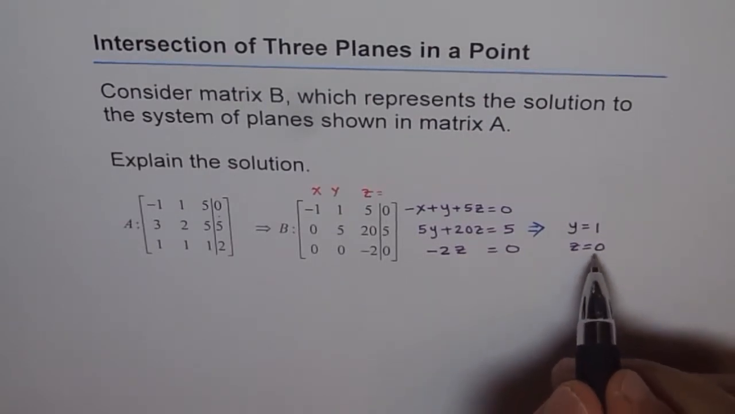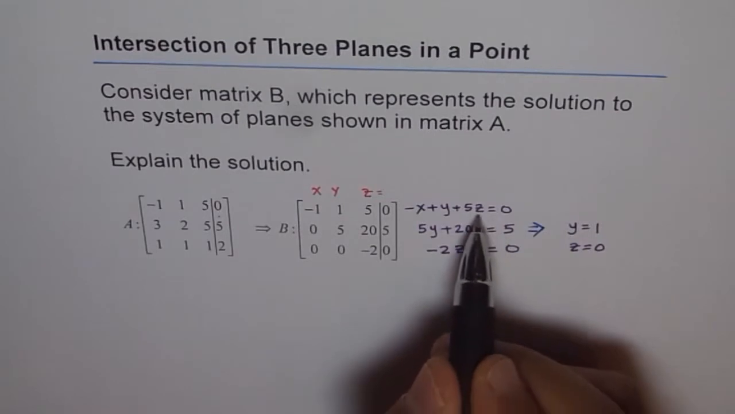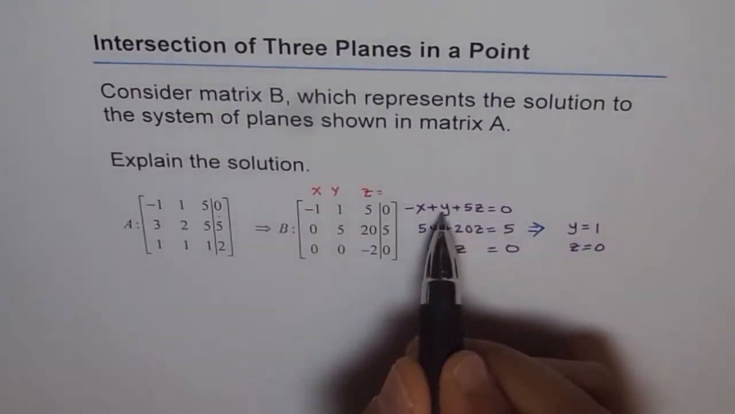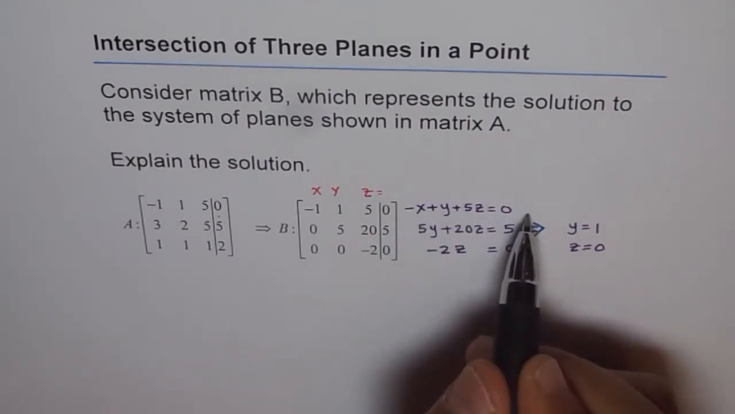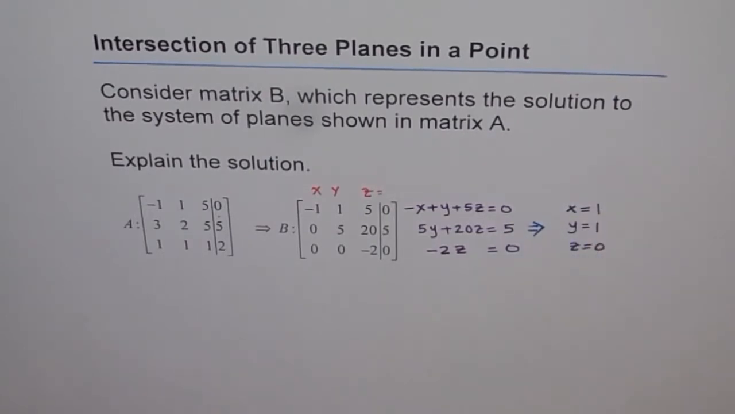Now I got z as 0 and y as 1, so I can plug it here. When I put z as 0, this becomes 0. When I put y as 1, it becomes 1. So minus x plus 1 is 0, or x is equal to 1. So I get x equals 1. So that is the solution. Do you understand? Explain the solution.